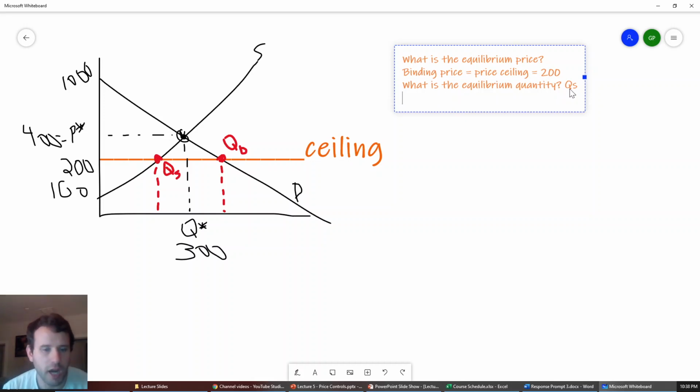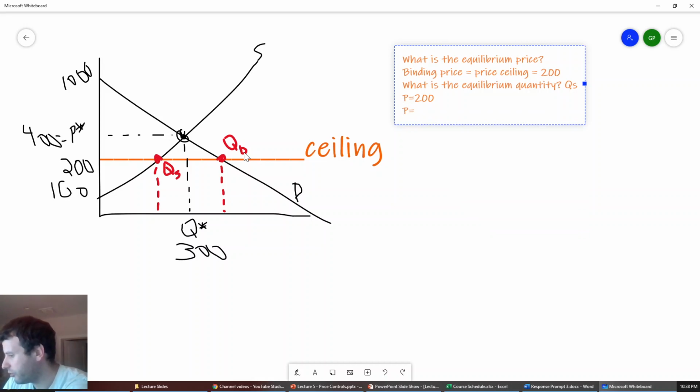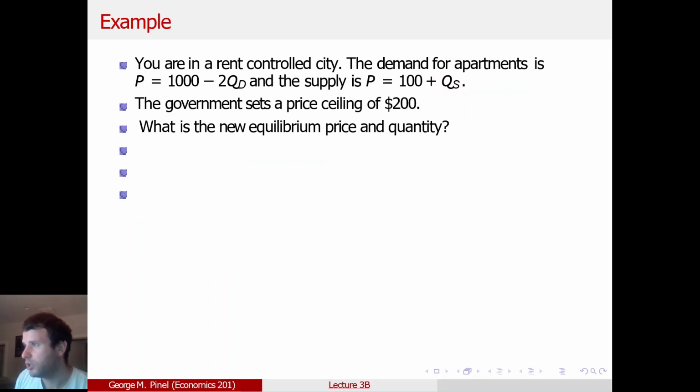All right, but that's not good enough. If you just write quantity supplied, well, you're halfway there, but you're only halfway there. What is the quantity supplied? What's the numerical value of the quantity supplied? Well, we know the price ceiling, P equals 200. That's one equation. We know the supply curve, P equals 100 plus QS. Right, that was our supply equation from the initial setup, P equals 100 plus QS.